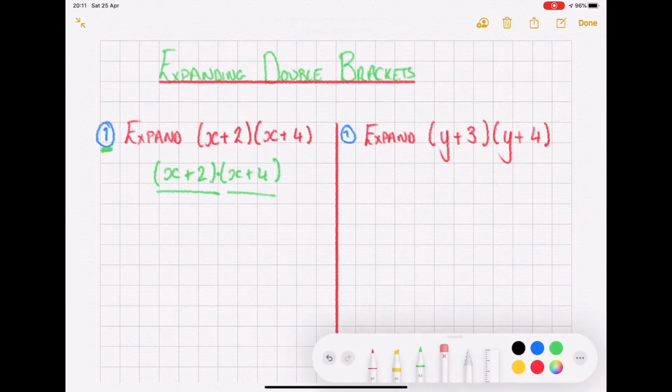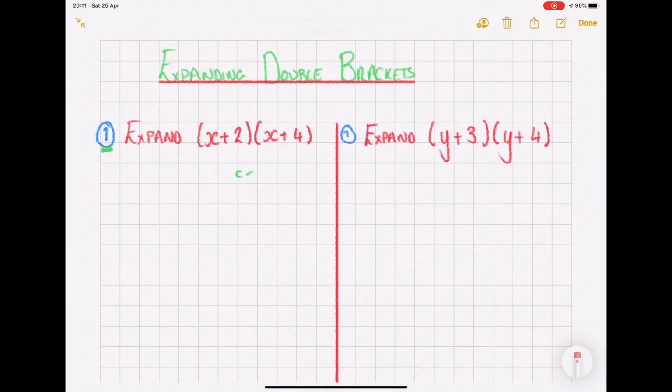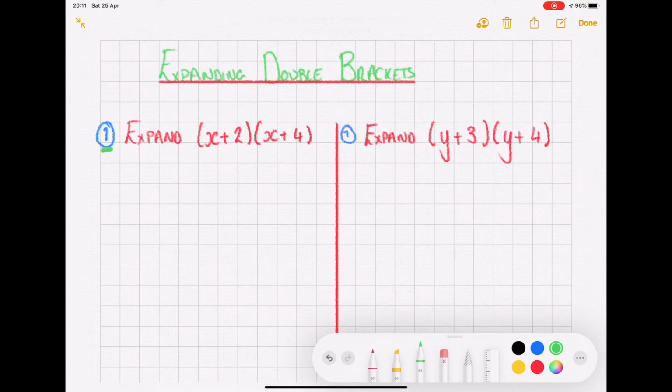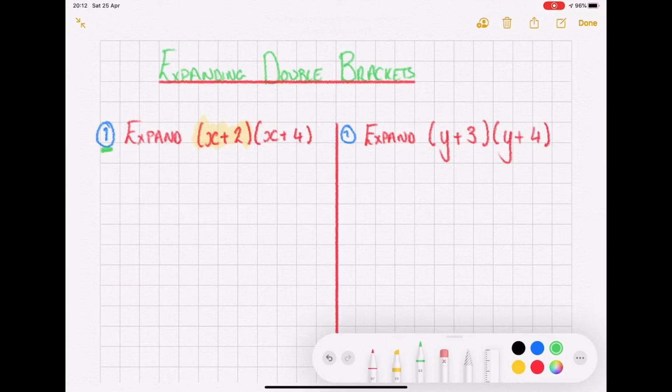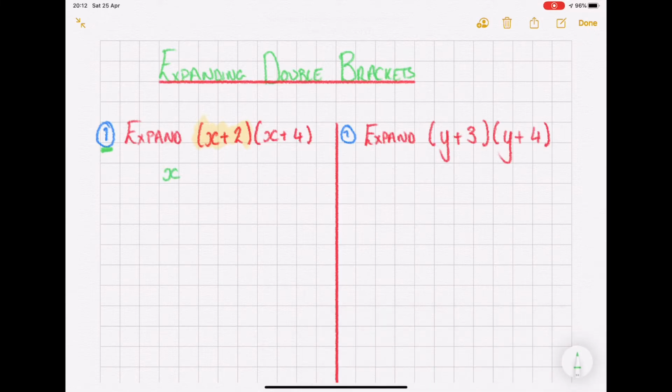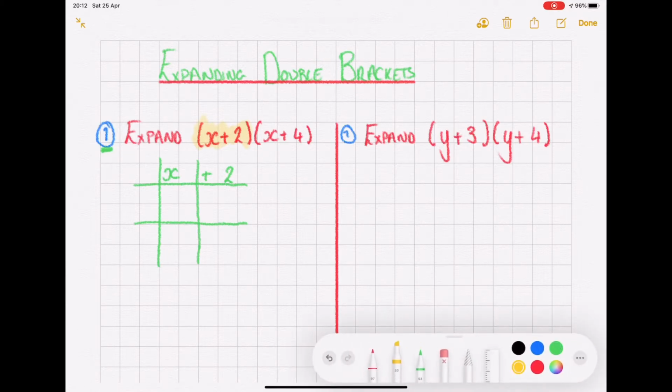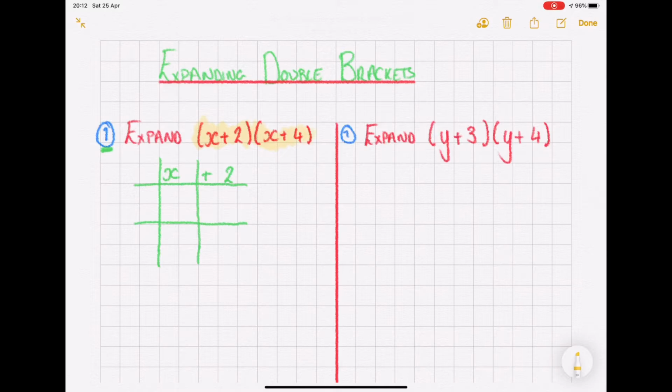Okay, so let's look at how we can do that using the grid method. Well, first things first, I'm going to take this bracket, x plus 2, and I'm going to write that at the top here, x plus 2, like that. I'm going to draw a little grid, like that. And now I'm going to take my second bracket, x plus 4, and I'm going to write that vertically like that.